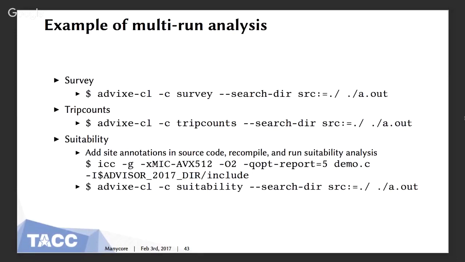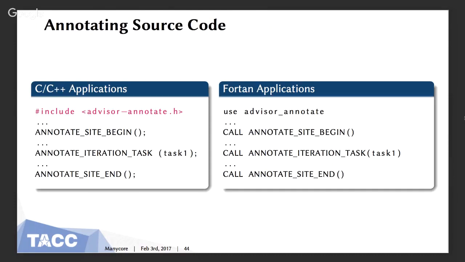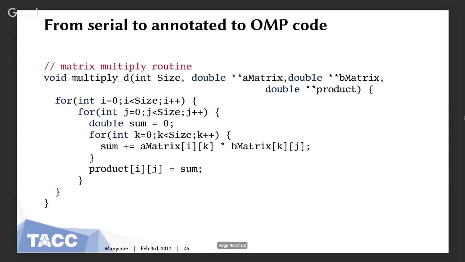And it's not too bad to use, actually. You add maybe 3 lines into your source code, recompile, and then run with this suitability collection type on your executable. So I can see on the left here, it would look something like this. These are the 3 main functions that you would use. On the right, for Fortran, those are the names of the functions.